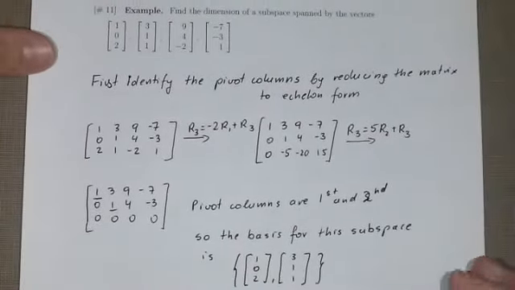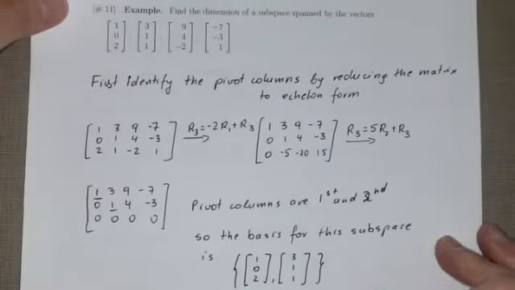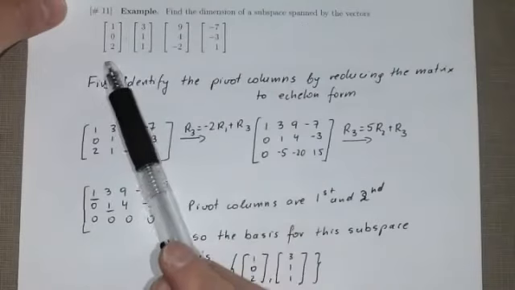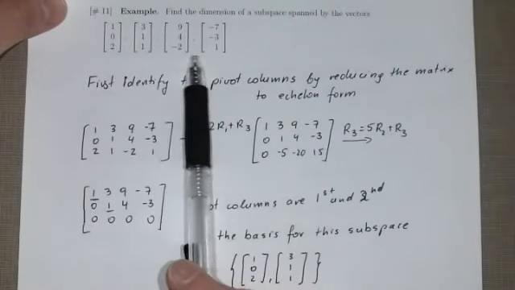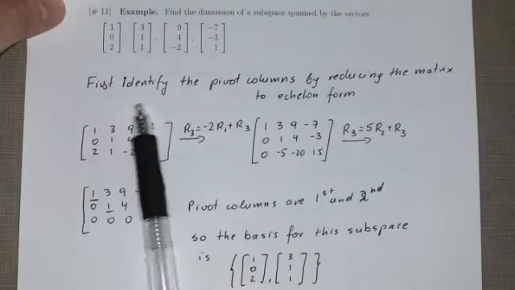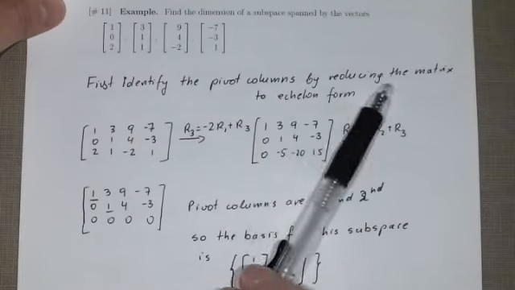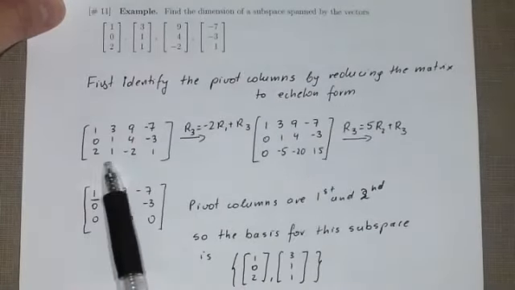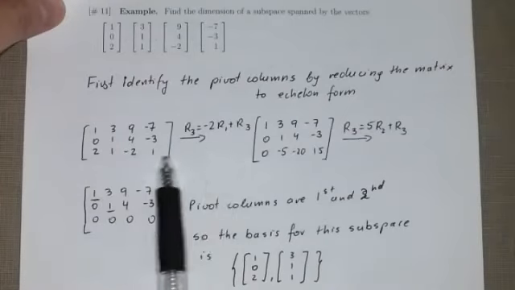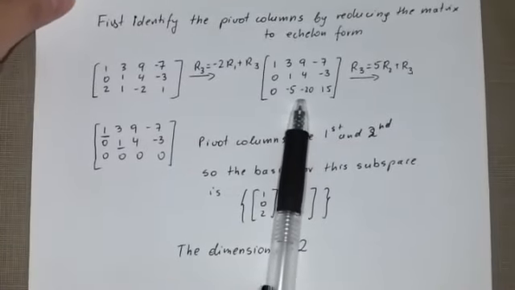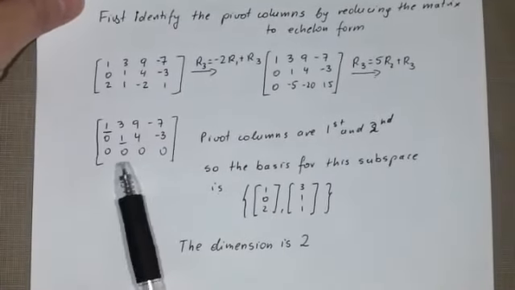Now we have another example: find the dimension of the space spanned by 3 vectors. If I have a vector space that is spanned by vectors, I'm looking at nothing else but the column space. So to find it, we need to identify the pivot columns by reducing the matrix to echelon form. So put the matrix and reduce it to echelon form. Perform row operations. Pause the video and try to do it on your own.